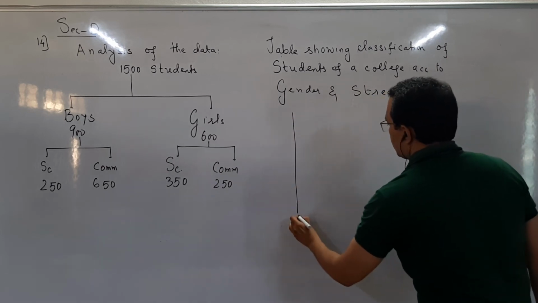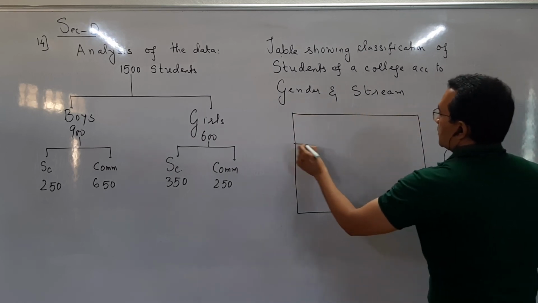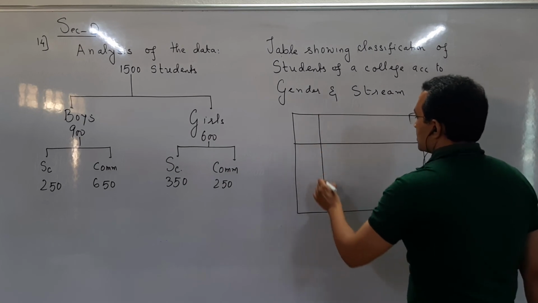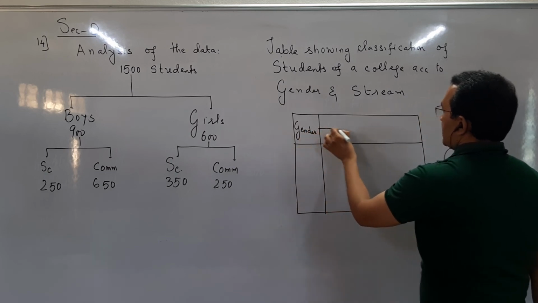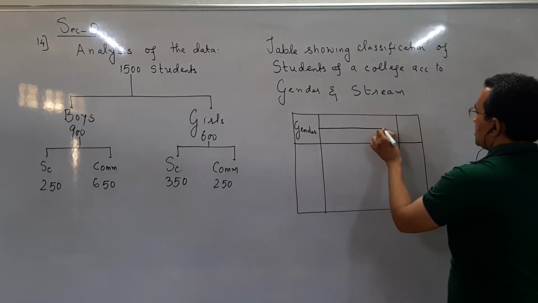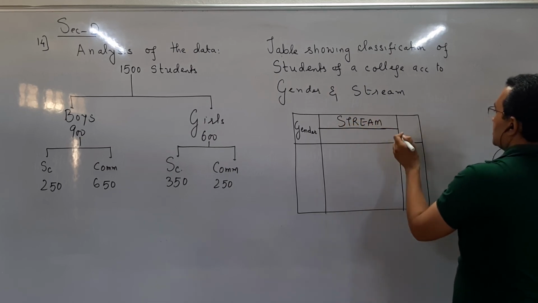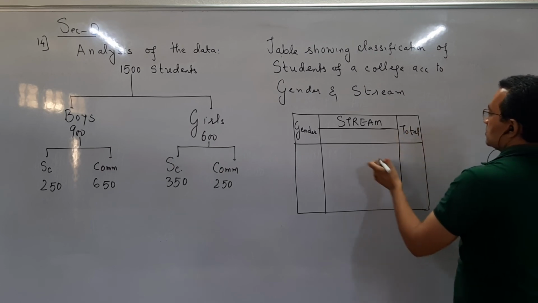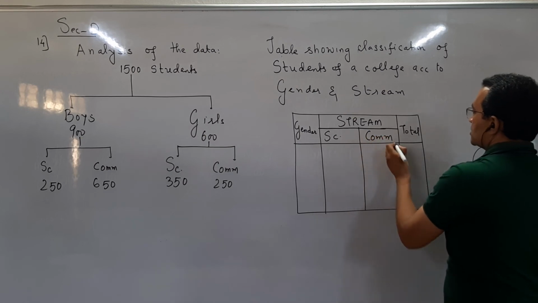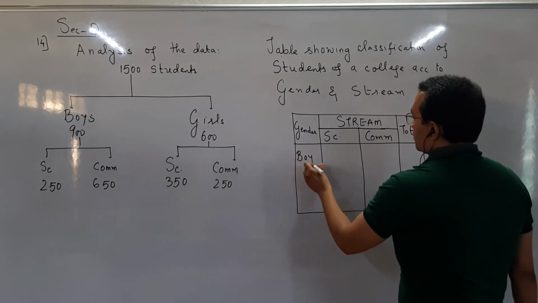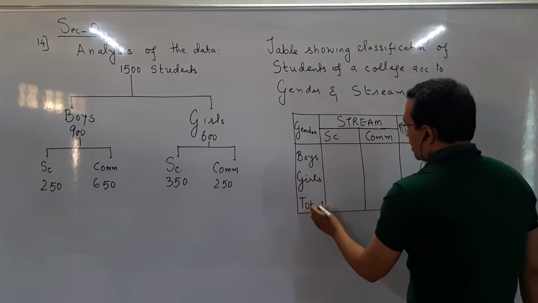So a short and sweet table goes like this. In the first column I write gender, then stream of study, and then again total. We have two streams, science and commerce. Here we have boys, girls and total.